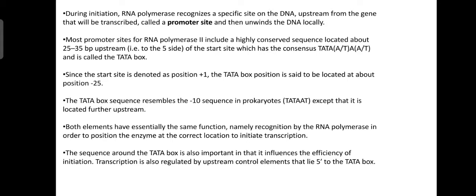This is another major difference. RNA polymerase II contains a TATA box, a highly conserved sequence, in the promoter site, at the -25 position in eukaryotes and the -10 position in prokaryotes. Both these elements have the same function, namely the recognition by RNA polymerase in order to position the enzyme at the correct location to initiate the transcription process. To initiate transcription, this enzyme should be located at a specific position.